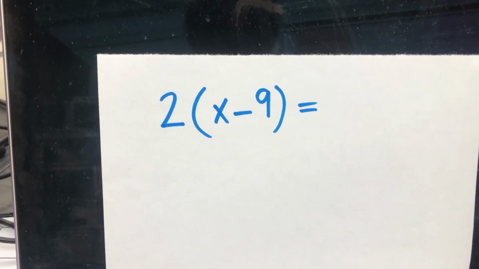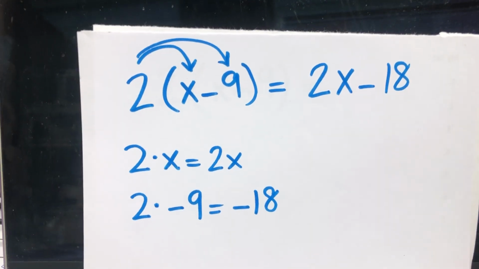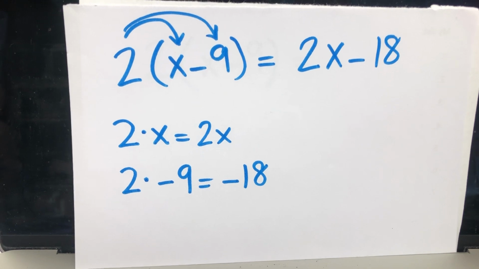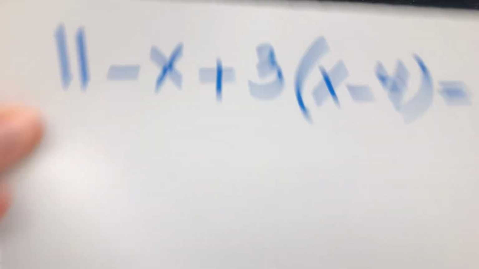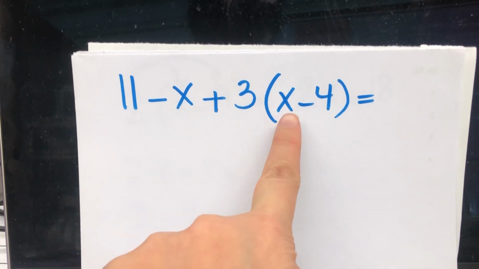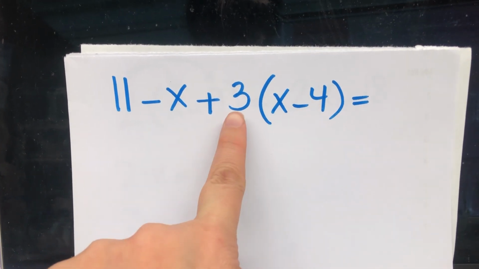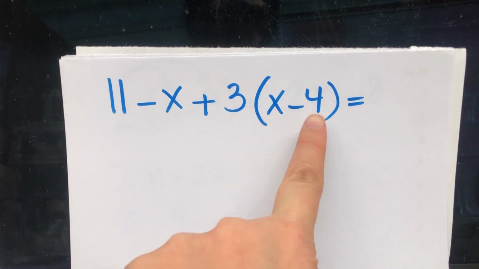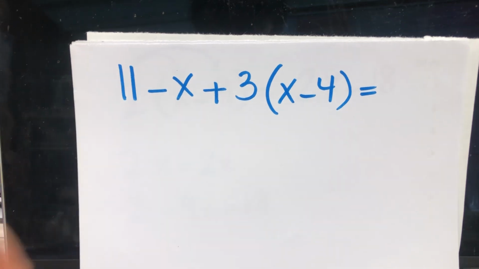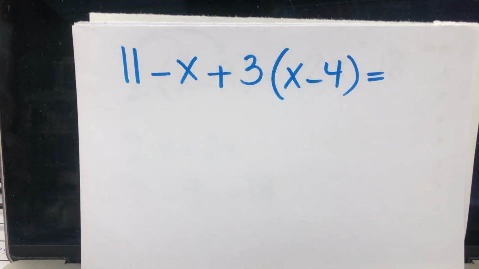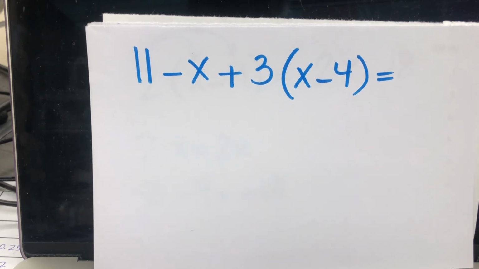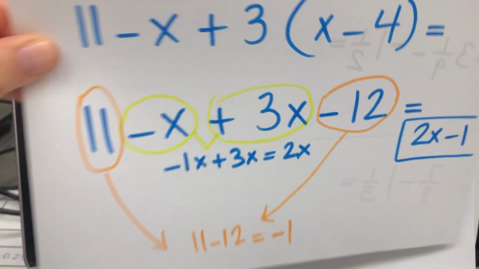2 distributed into x minus 9, we get 2x minus 18. So hopefully you answered this correctly. The next problem, 11 minus x plus 3 being distributed into x minus 4. Remember, it is 3 being distributed into x minus 4, not these two terms. So this is similar to the example that I solved for you. So pause the video and solve it, and then play again, and this is what you will get.